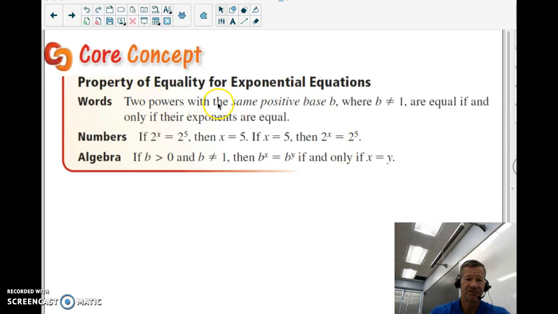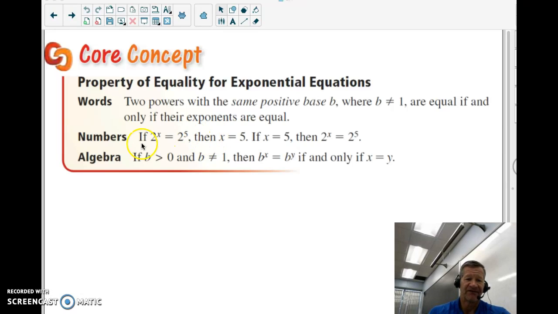First of all, two powers with the same positive base b, where b cannot equal 1, are equal if and only if their exponents are equal. Okay, so that's what it says in words. Now, how does that look in numbers? Well, you notice we have two powers of the same positive base. Notice both of these expressions have a base of 2. Okay, so they have the same positive base, and notice b isn't 1. If b is 1, 1 to any power is always 1. That's why we disqualify that.